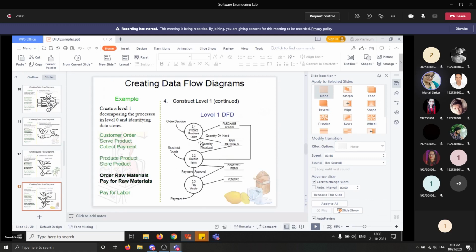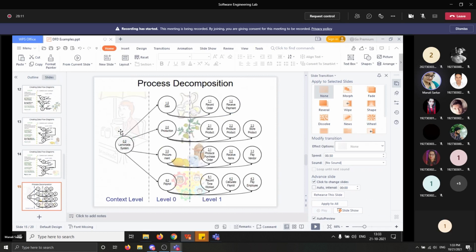See here, this is the whole diagrammatic view of the DFD. In the context level, that is the 0th level, it is showing the overall system, that is the lemonade system. Now it is subdividing into 4 parts, that is 1.0, 1.1, 1.2, then 2.0, 2.1, 2.2, 2.3, 3.0, 3.1, 3.2, 3.3, and 4.0, 4.1, 4.2, 4.3. So these are the levels. In the first level, in the 0th level, it is showing sale.